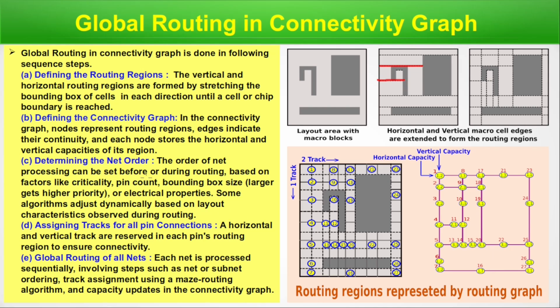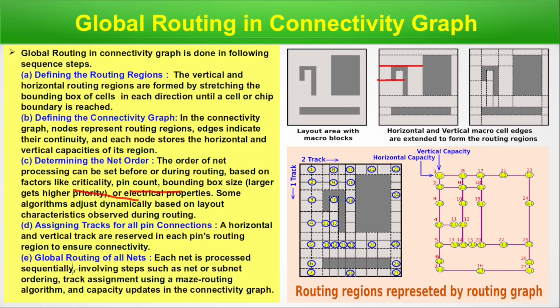Now determining the net order. The order of net processing can be set before or during routing based on factors like criticality, pin count, bounding box size, where larger gets higher priority, or electrical properties. Some algorithms adjust dynamically based on layout characteristics observed during routing. Now, assigning tracks for all pin connections. A horizontal and vertical track are reserved in each pin's routing region to ensure connectivity. And finally, global routing of all nets.